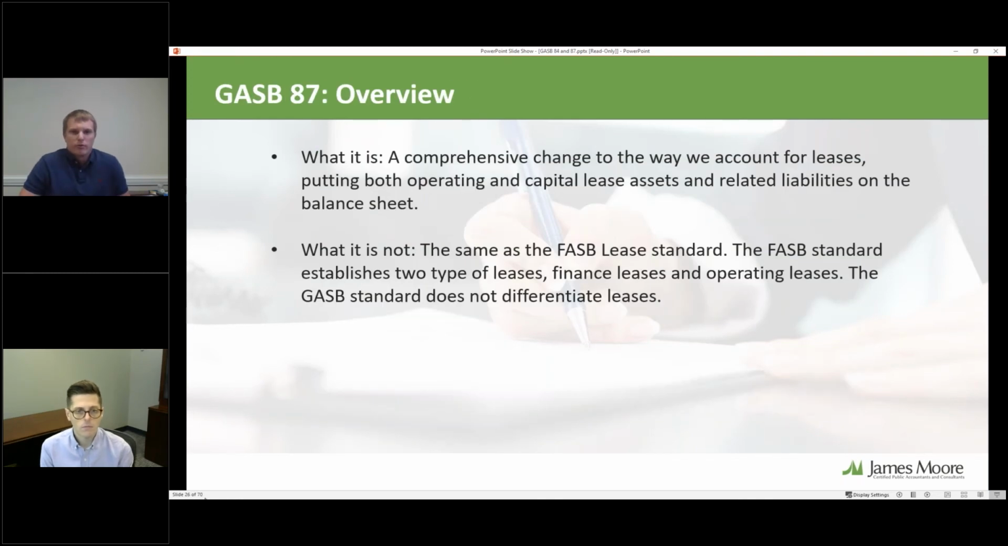So just a high-level overview, what is it? It's a comprehensive change in the way we're going to account for leases, putting both what were previously known as operating and capital leases and related liabilities on the balance sheet. It's not the exact same as the FASB standard that some of you may be familiar with. The FASB standard is going to establish two different types of leases, financing and operating, but the GASB does not differentiate. Going forward, we're going to have one lease, and that's going to be accounted for under a single standard.